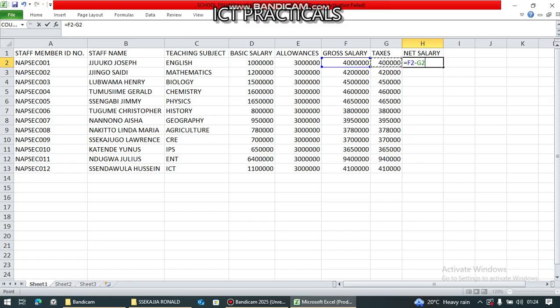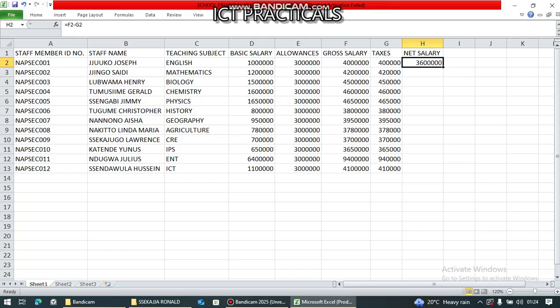Whenever you want to compute the net salary, I will press equal sign F2 minus D2. No, just follow from the beginning. You first follow the gross salary cell reference, then you press a minus sign or subtraction sign, then you subtract the taxes. You follow the column where the word taxes is. After that, press the enter key. So that's the remaining salary after deducting the taxes.